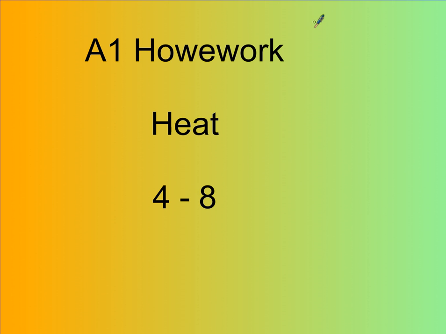Let's do some heat problems. Remember, heat is Q, and that's mc delta T. Remember, delta T is going to be your final temperature minus your initial temperature. Mass is usually going to be measured in grams. C is your specific heat, and it's usually going to be in calories per gram Celsius.